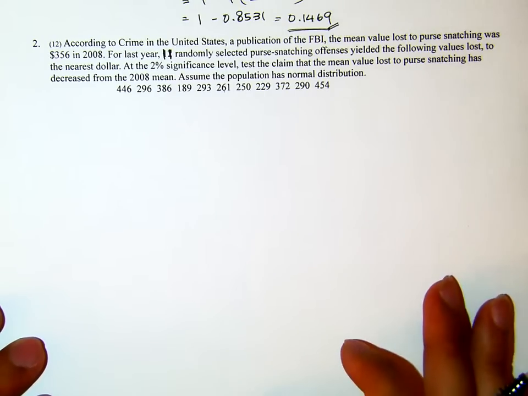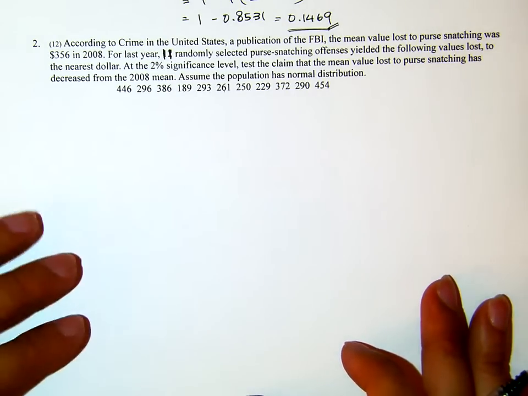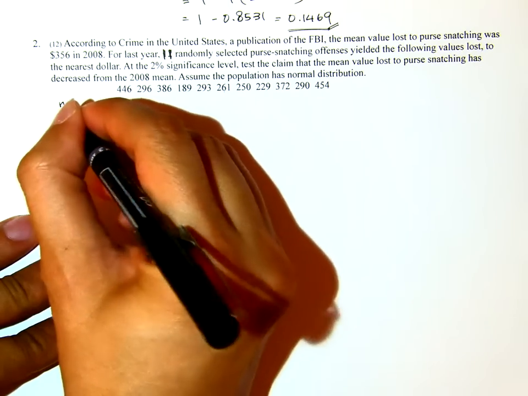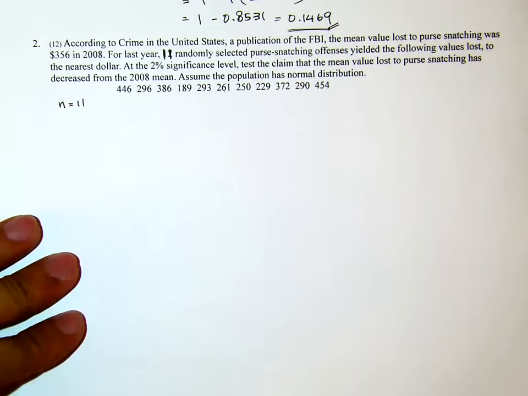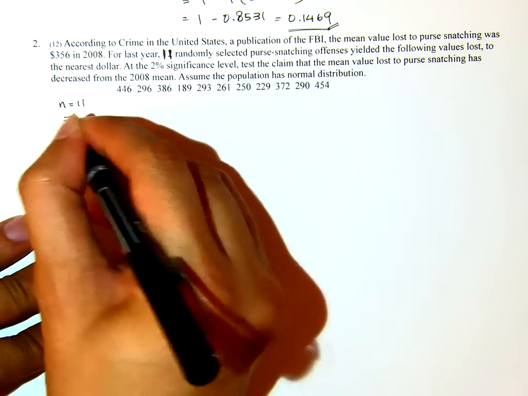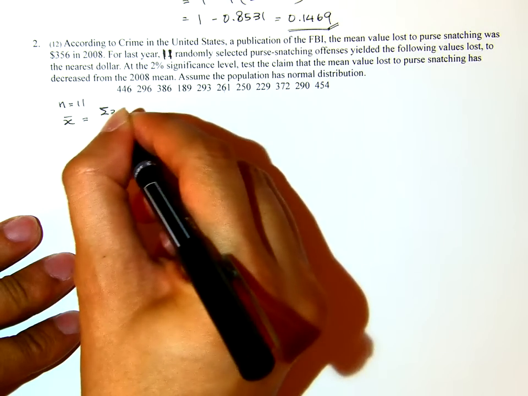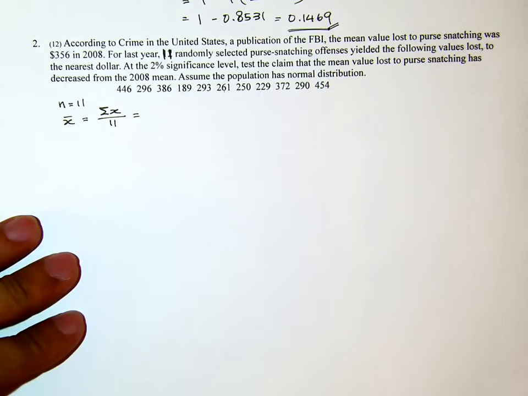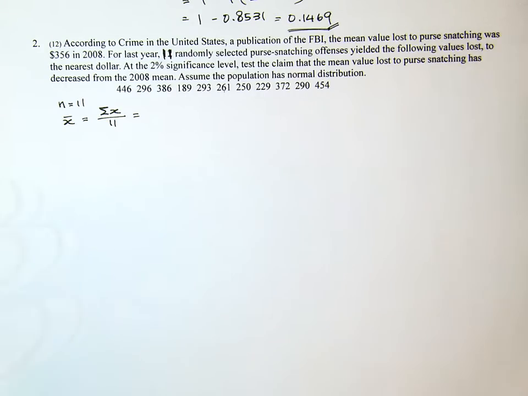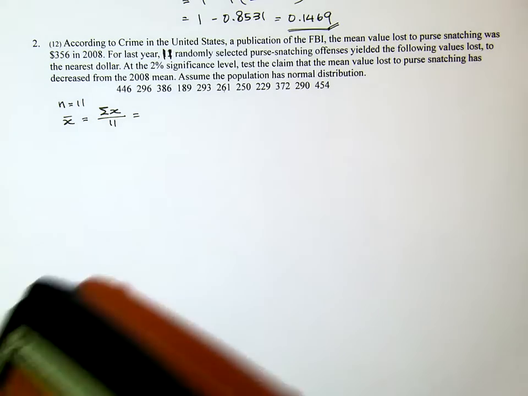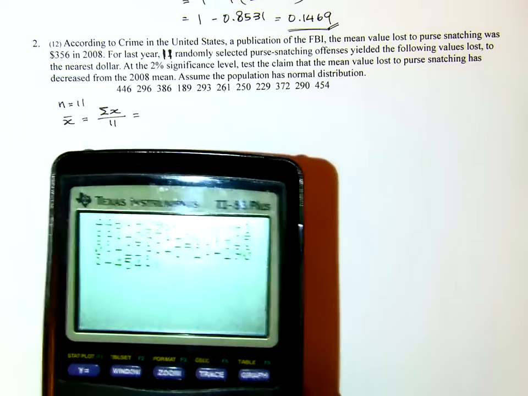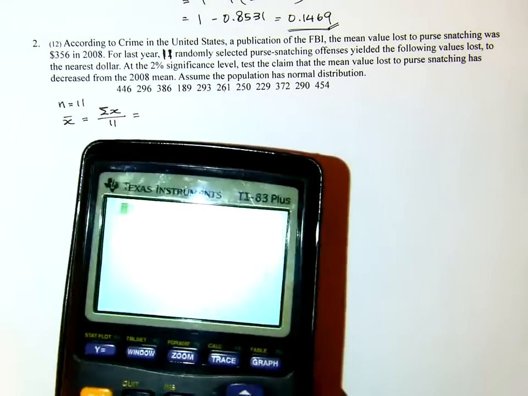Now we are doing hypothesis testing here. We need to test the claim. So we see that n equals 11. Now let's compute what x bar is. That will be sigma x over 11, right? If you compute, when you add all of them, let me do it here. This one will take some time. This is 446.